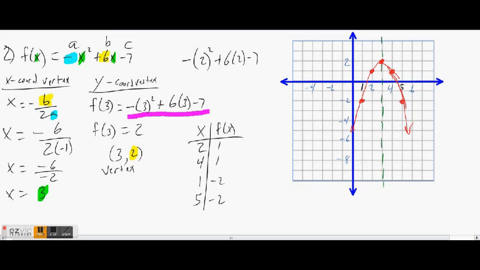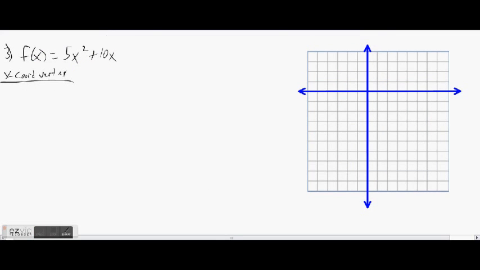Alright, let me reset here. Alright, let's try this third one here. So f of x is equal to 5x squared plus 10x. So again, we start with the x coordinate. Formula, x equals -b over 2a. So x equals, well, the number in front of x squared is a, the number in front of x is b. Well, we don't have a c, so c is going to equal 0.